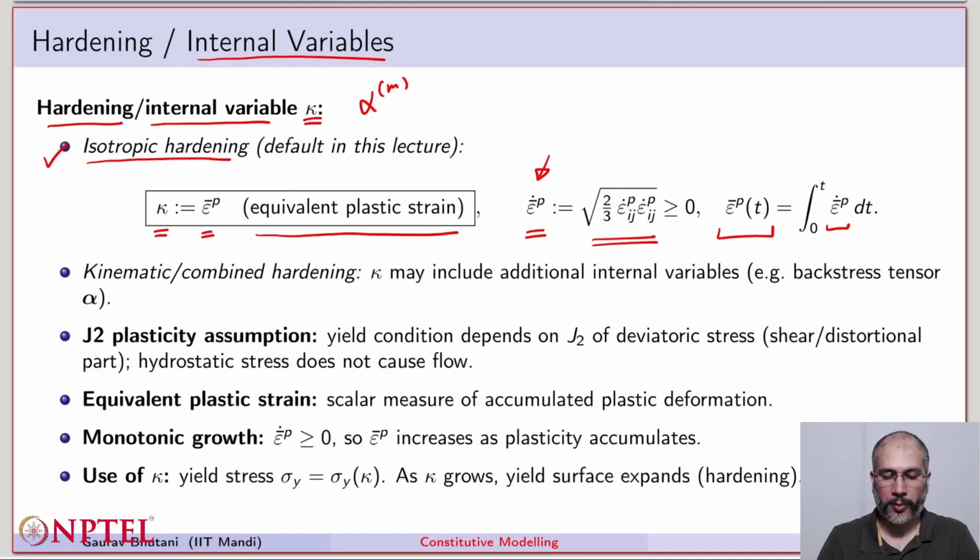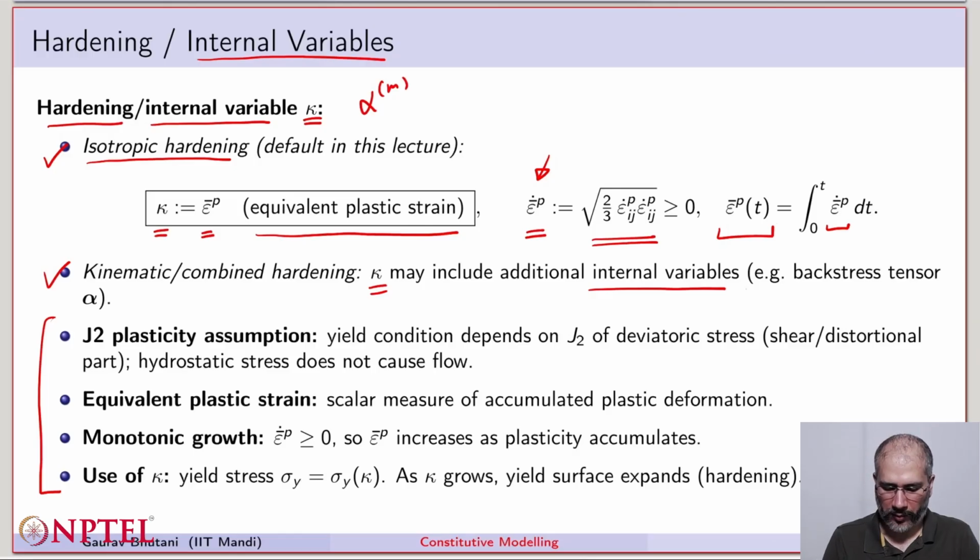Now this was isotropic hardening. There are situations where we have anisotropic hardening, and as I said, we'll discuss this later. But in that case, our kappa, that is the equivalent plastic strain, may depend on additional internal variables as well. Now let's talk about some ideas associated with strain hardening that happens in plastic deformations.